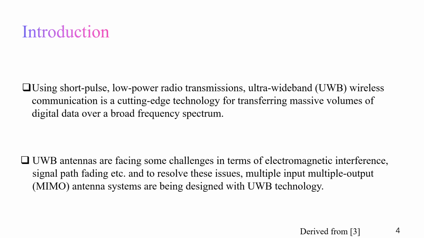UWB communication uses short pulses and low power radio transmissions for transferring massive volumes of digital data over a broad frequency spectrum. UWB antennas are facing some challenges in terms of electromagnetic interference, signal path fading, etc. And to resolve these issues to a limit, multiple input, multiple output, that is MIMO antenna systems are being designed with UWB technology.